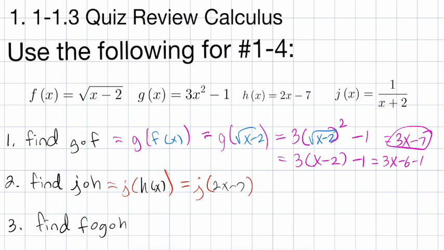So it's going to be 1 over our input plus 2. Now, we can't do much for this function. 2x minus 7 plus 2 can be simplified just slightly. So your final answer would be 1 over 2x minus 5. So just follow order of operations, simplify as much as you can, then stop. Okay.